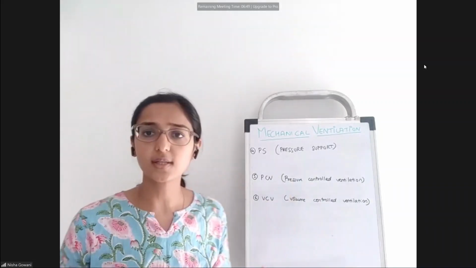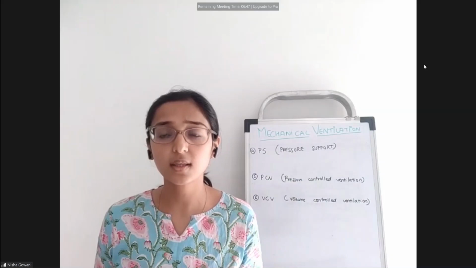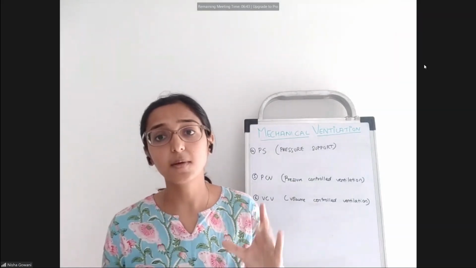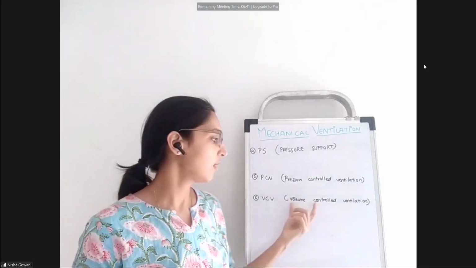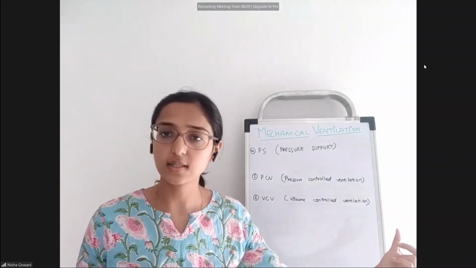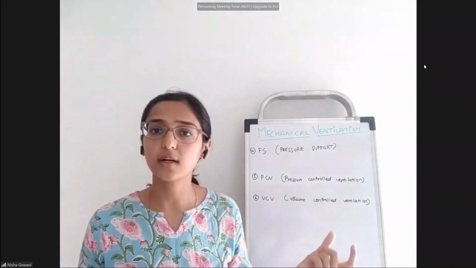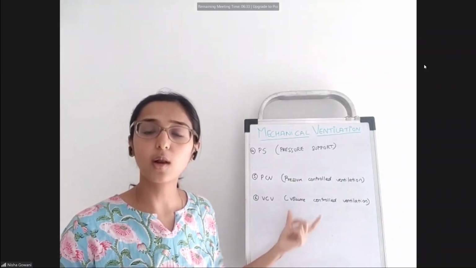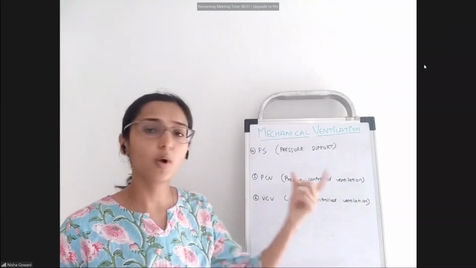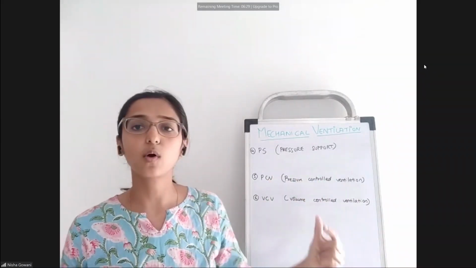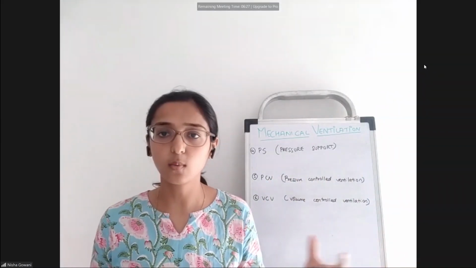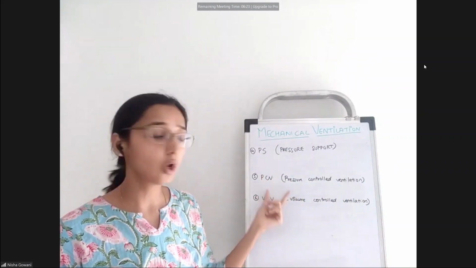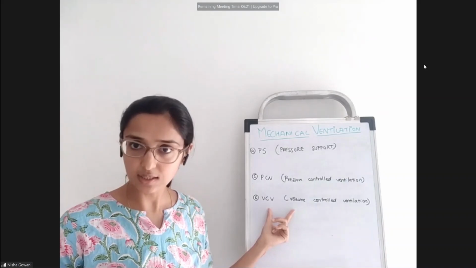So these two modes are actually used in combination with the AC mode or in combination with the SIMV mode. So it can be the volume AC mode, wherein it's a volume control ventilation along with the assist control, or it can be the pressure control ventilation along with the assist control. All right. Or you might use the volume mode along with the SIMV or the pressure mode along with the SIMV. So it is an add-on mode with the other modes, wherein either the pressure of inspiration is decided or the tidal volume of the inspiration is pre-decided.